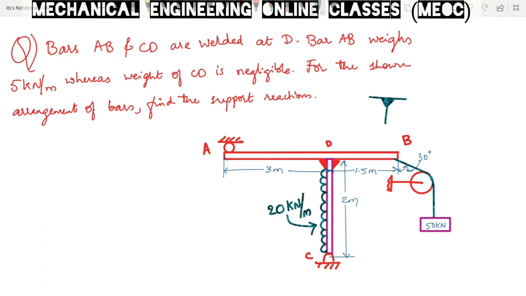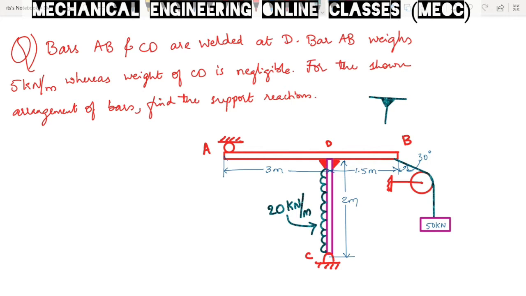It is given that bar AB weighs 5 kilonewton per meter. Means he is not giving us the actual or the resultant weight of AB. So the weight of AB is given as a UDL, that is uniformly distributed load, and the weight of CD is negligible, but on CD there is another UDL. So for this particular arrangement we have to find the support reactions.